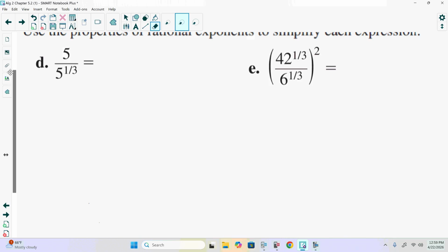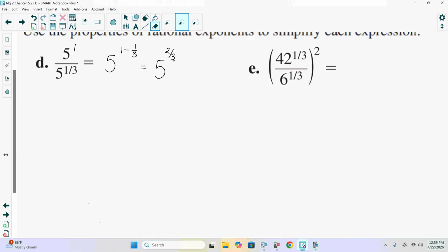D. 5 over 5 to the 1/3. Well, the numerator is 5 to the first. When we divide like bases, we subtract the exponents. And as we do this by the property, we have the exponent on top minus the exponent on bottom. So we have 1 minus 1/3, which is 2/3.